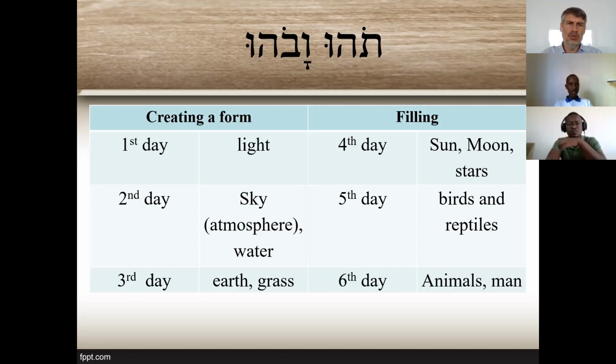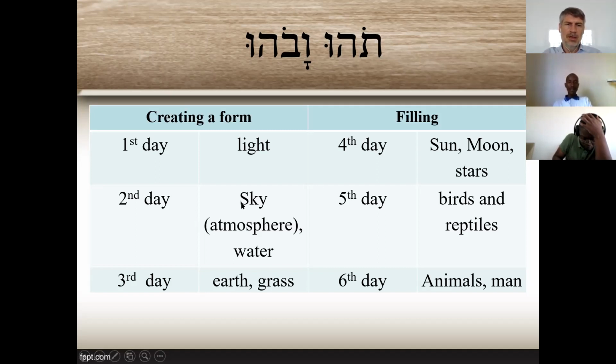And this is how we usually explain it. The first 3 days are the days when the form is done, and the last 3 days are the days when the land was filled, and not only land, but the heavens also were filled with something. For example, on the first day, the light was made. On the fourth day, it was like a filling, so the sun, moon, and stars were made.